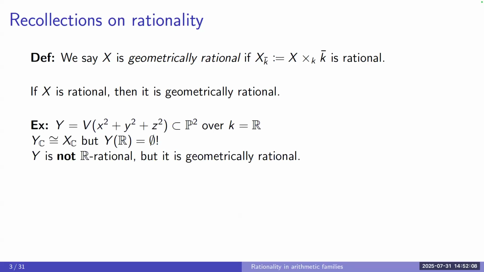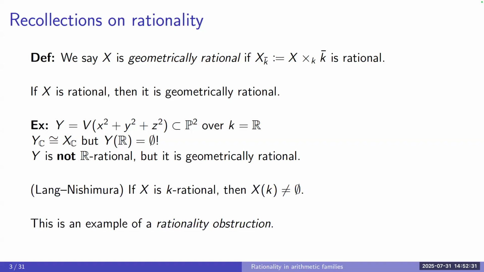Let me do another example. If I take a different conic, say x^2 + y^2 + z^2 = 0, and now pick, say, the rational numbers or the real numbers, of course, geometrically this is isomorphic to the conic that we just looked at, but this has no real points. Right? And in fact, this is not rational over R, but it is geometrically rational.